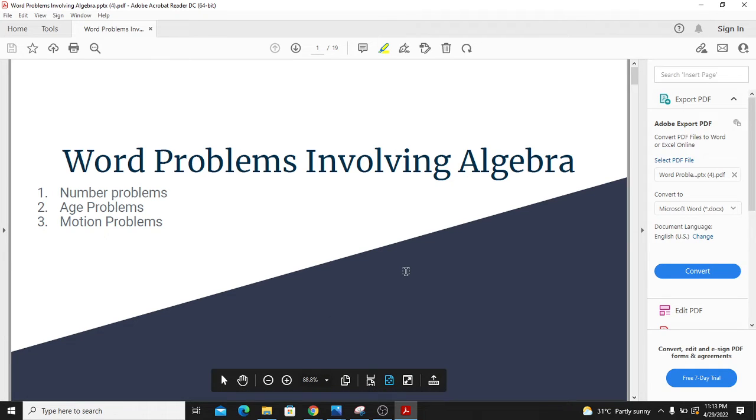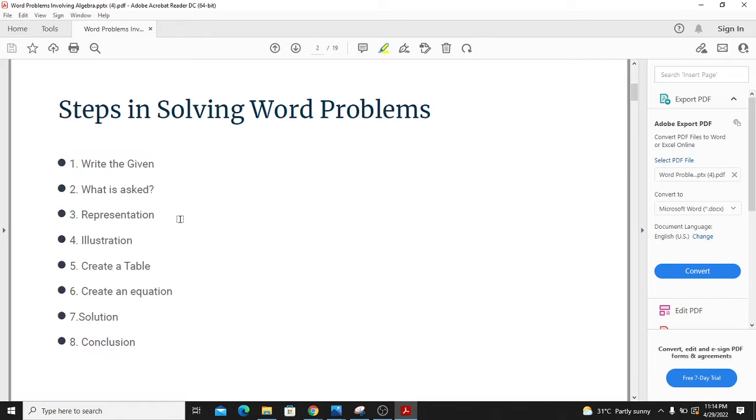So basically algebra is a very broad branch of mathematics, so we can encounter a lot of word problems that we can apply. However, I will just provide you today with three problems. The very common ones: number problems, age problems, and motion problems. So this is just a recap of what we learned in college and in high school.